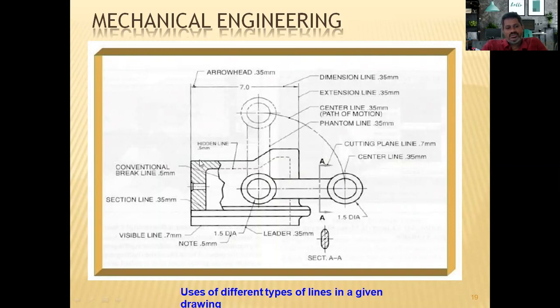Okay. So as you can see here, if you do any section, that section surface needs to be represented like this. There are some inclined lines at a 45 degree angle with some space, preferably around 2 to 3 millimeters, as you can see here. So section lines, as I said, are 2 to 3 millimeters. Then, as you can see here, this is the actual line of the component, the visible line of the component.